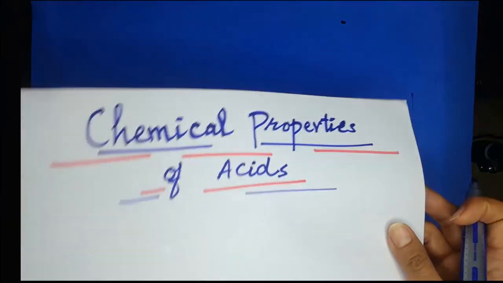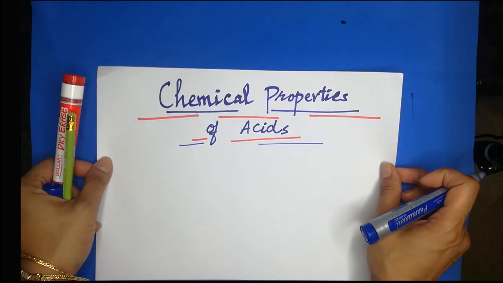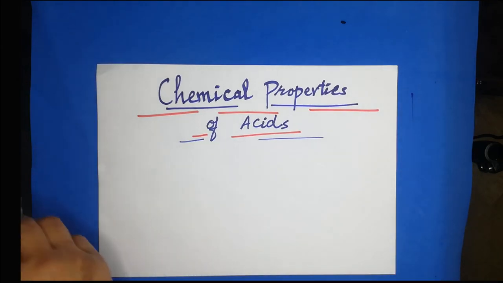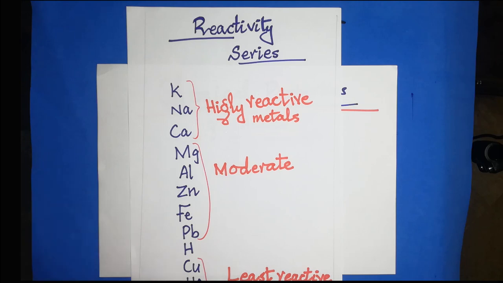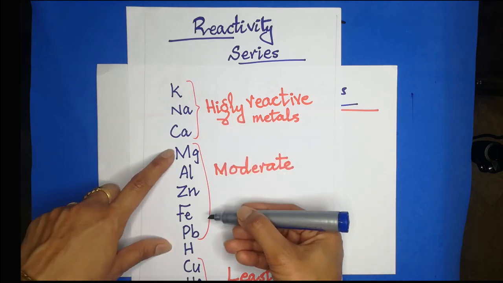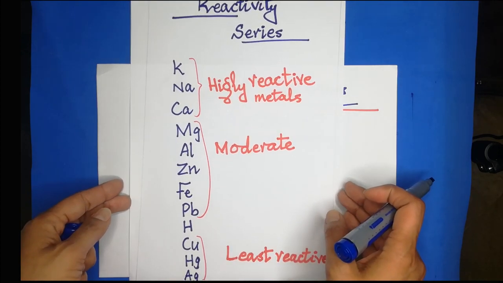After physical properties of acids, the most important properties of acids are the chemical properties. In order to understand these chemical properties, we must know what the reactivity series is. The reactivity series depends upon the reactivity of metals. In order of their reactivity, metals are aligned in this series. Most reactive metals are at the top of the series, then moderately reactive metals, then least reactive metals till silver.